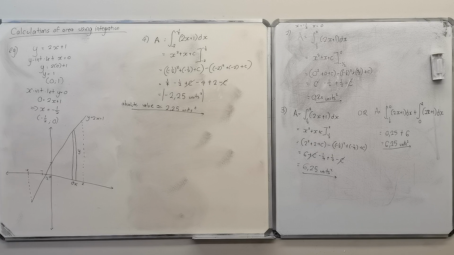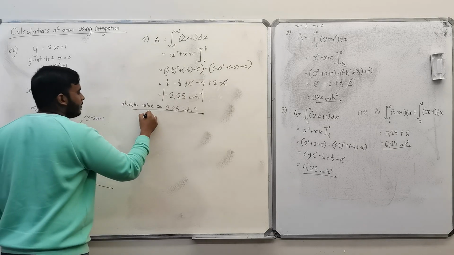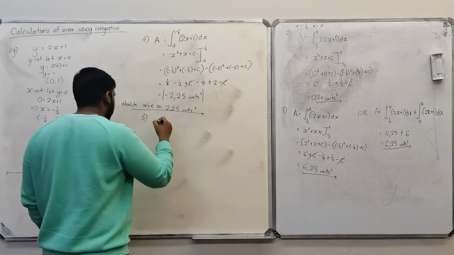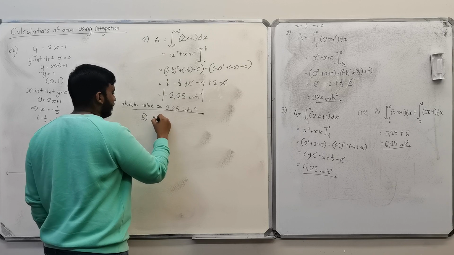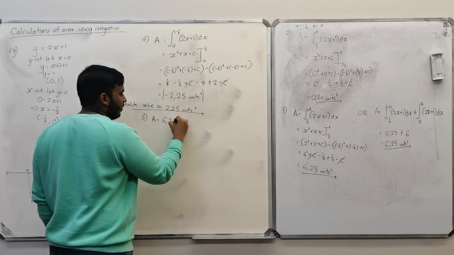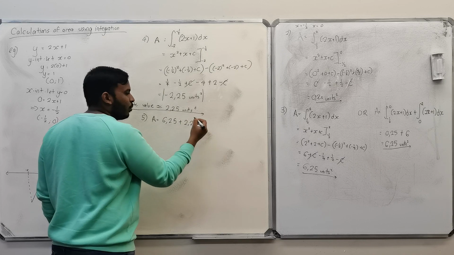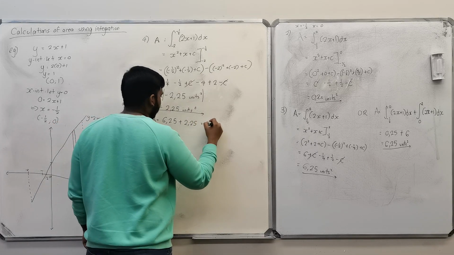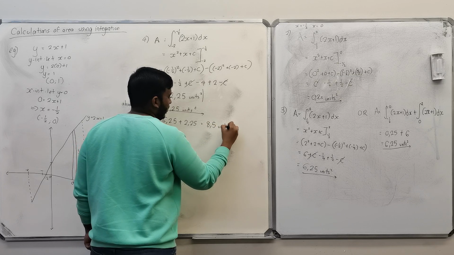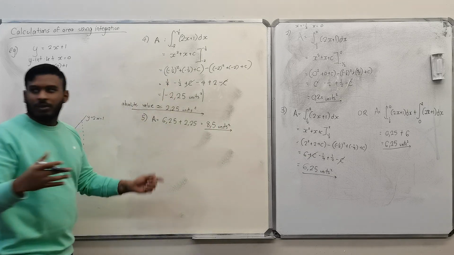Yes. Okay. Then for the next one, they want between minus 2 and 2. They want to know from here to here, what is the area? They want to know the whole thing here and the whole thing here, right? So one of two ways of doing it. You could have said that the area would just be 6.25 plus 2.25, right? And this is 8.5. But that's because we worked out these values.